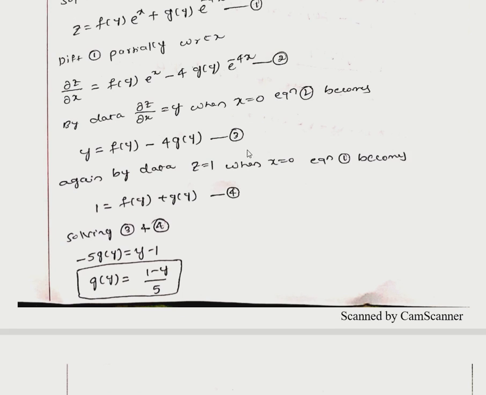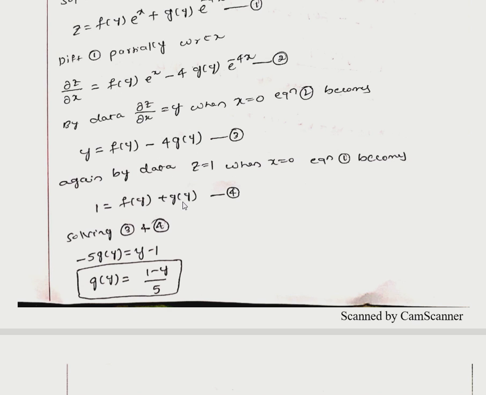Solving these two, 3 and 4, take 3 minus 4. Here f(y) minus 4 g(y) minus f(y) minus g(y). The f(y) terms cancel. This is minus g(y) minus 4 g(y), that is minus 5 g(y).